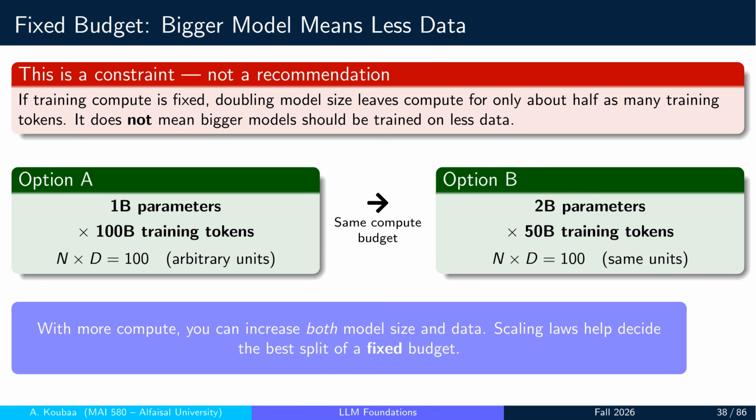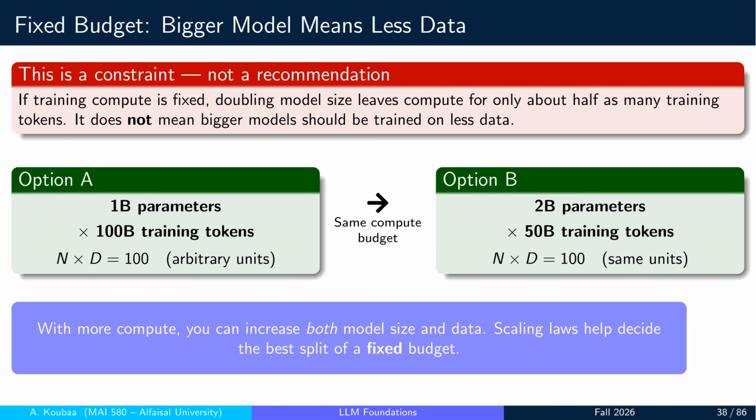Now, read this slide as a budget constraint, because that is what makes it interesting. C is fixed. It is your GPU allocation. So if you double the model size, what happens to the data you can afford? It halves. There is no way to avoid that choice.